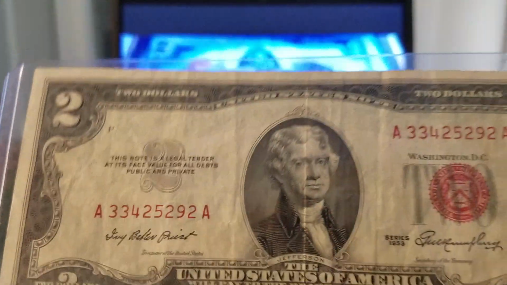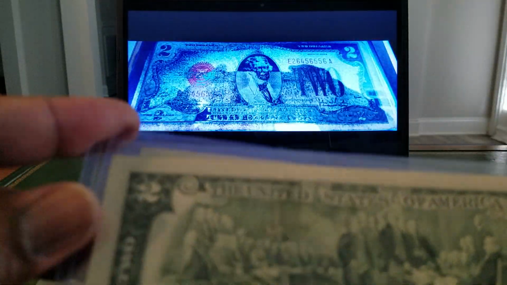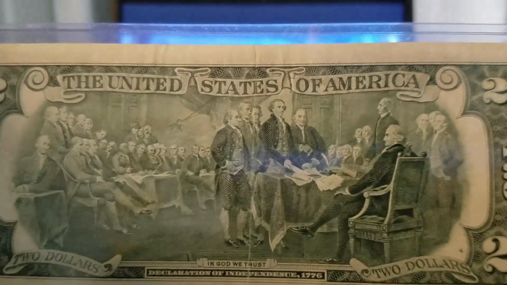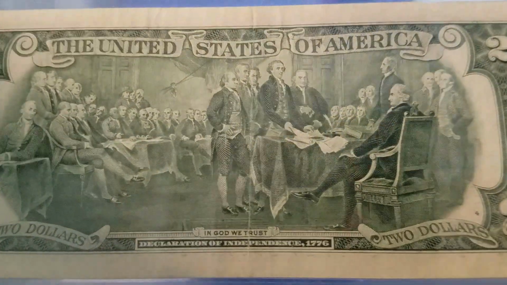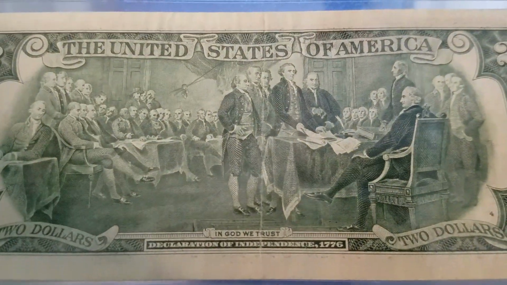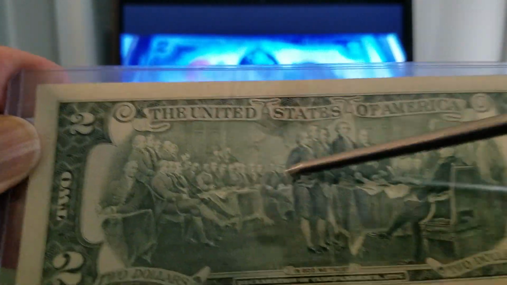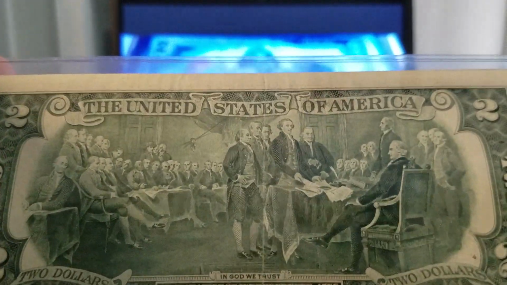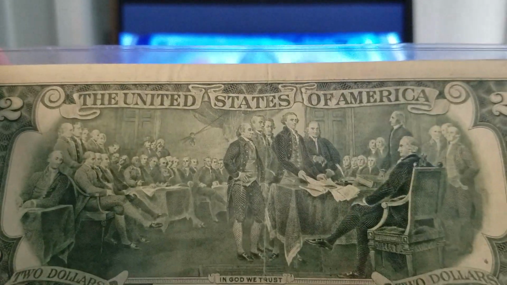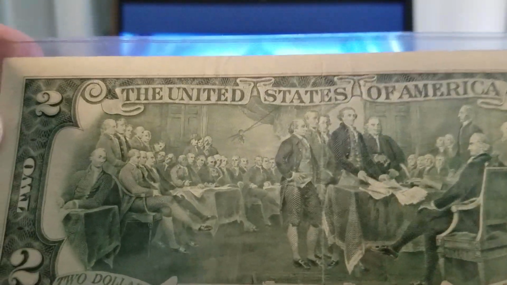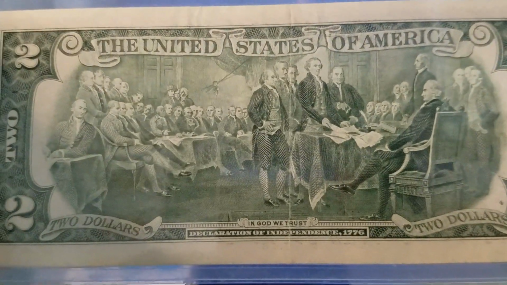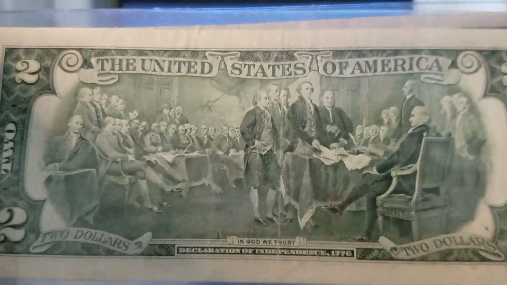So this bill was redesigned and reissued as a Federal Reserve note, and it has a rendition, not a reproduction, because some images were removed from the original. And this is a rendition of John Trumbull's Declaration of Independence.